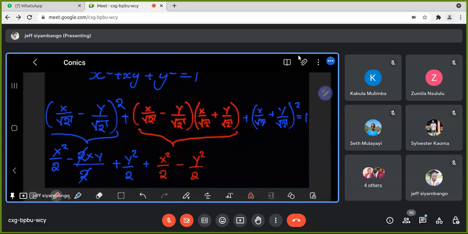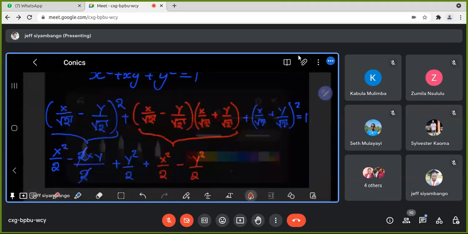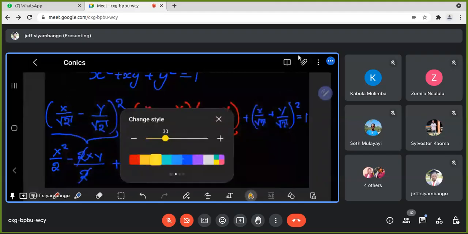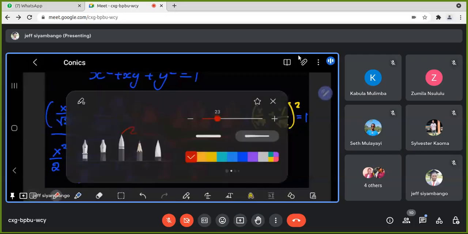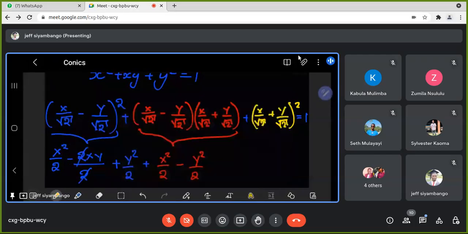Then the last part is going to be this. So for the last part, what are we going to end up with? Again, I'll expand that. It's going to be plus x squared over 2. Then again, these two will multiply, and they'll do it twice. So it's going to be plus 2xy.